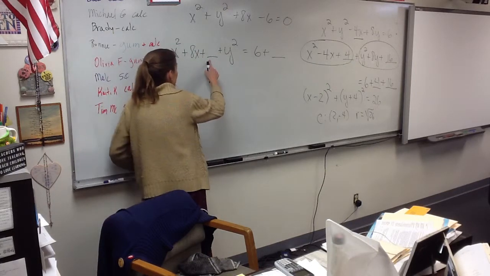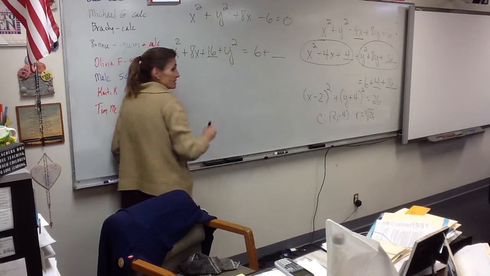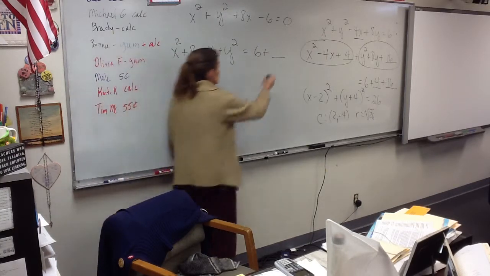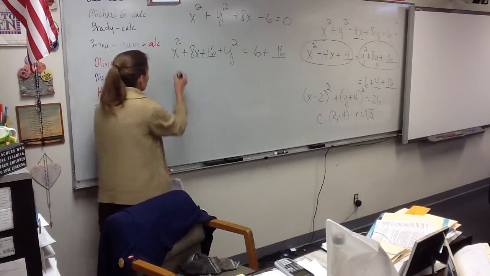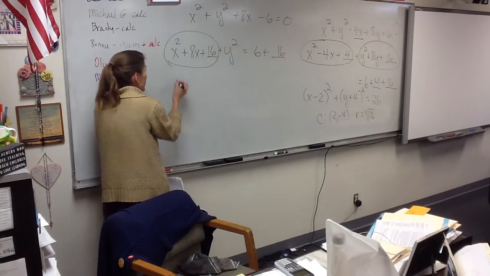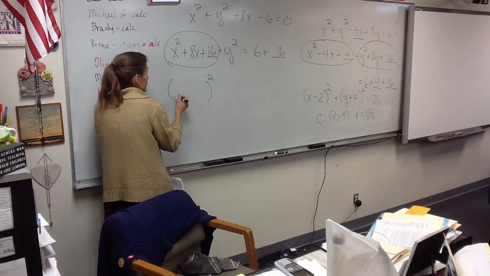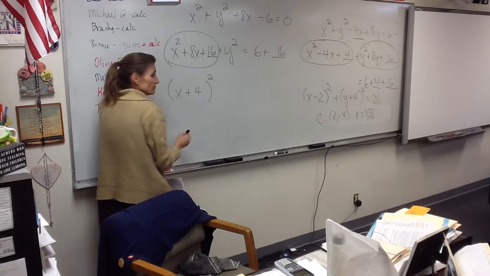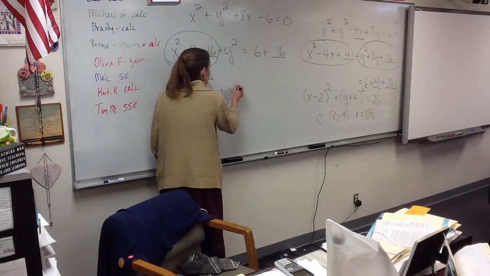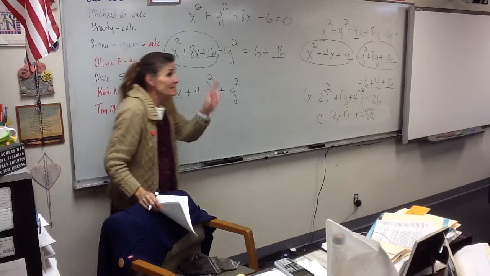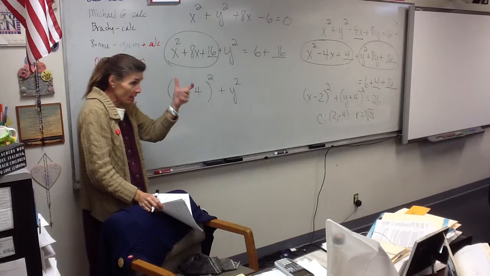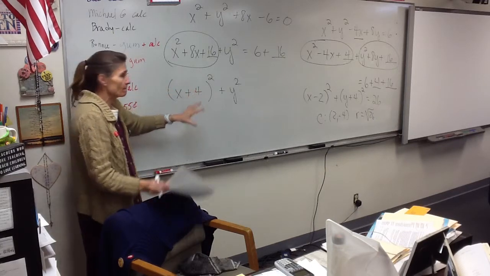What number goes here? 16. How did you get 16? You're right. How did you get 16? Take half of 8 squared. Half of 8 is 4 squared is 16, both sides. Now don't freak out. This is your square. What square is that? X plus 4. That one, I'm just going to write y squared. Don't worry about it. If there isn't a y to pair it up with, just leave it y squared.